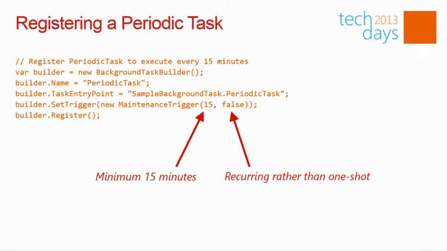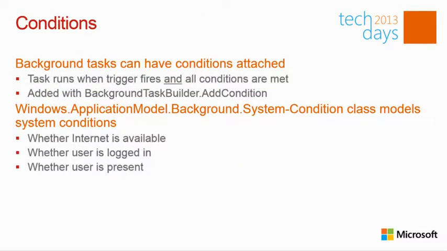Under no circumstances, with the maintenance trigger or anything else, does Windows 8 allow you to execute code in the background more often than every 15 minutes. So 15 minutes is the minimum. The second parameter is a Boolean. If you pass in false, this means you want to execute it every 15 minutes at recurring intervals. If you only wanted this background task to execute one time 15 minutes out, then you would pass in true. But again, passing in false means that this is a recurring task roughly every 15 minutes. You'll be awakened and you'll be given the opportunity to execute some code. So far, so good.